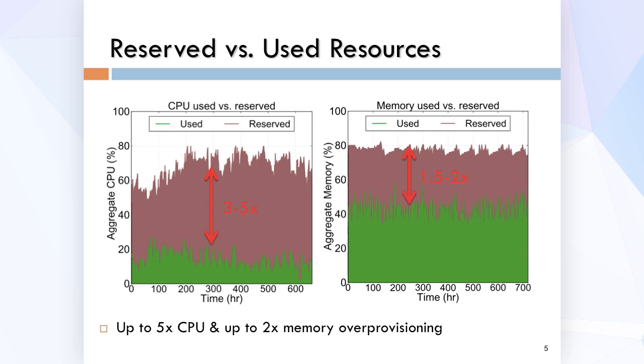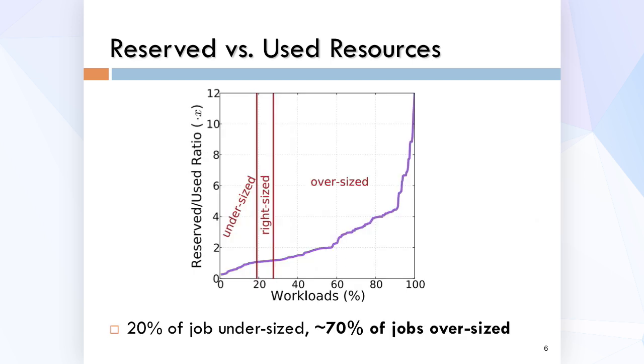And the reason why this happens is because the majority of applications that were submitted to the cluster during this 1-month period over-provisioned significantly their reservations. So about 70% of the jobs asked for more resources than what they ended up using, and often they asked for 10 to 12x more resources. So only very few applications reserved the correct amount of resources that they ended up using.